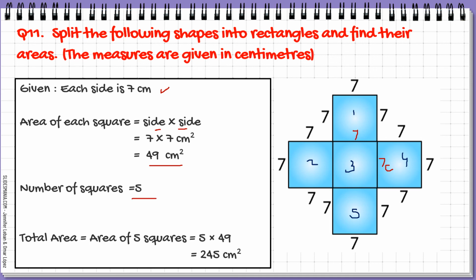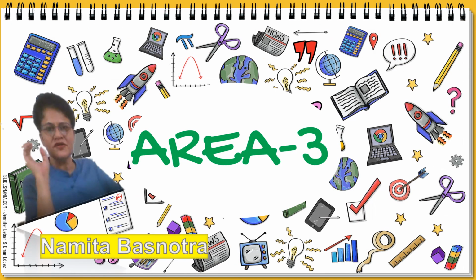So the number of squares is 5. Then total area will be the area of 5 squares. That means 5 into the area of 1 square. That is 49. So the total area will be 245 centimeters square. Very easy, no? So for your MCQs, you can do this mentally. It is this simple to find the area of some compound figures. I would suggest that you draw some compound figures on your own and split them into rectangles and squares. I tell you, it will be good fun.